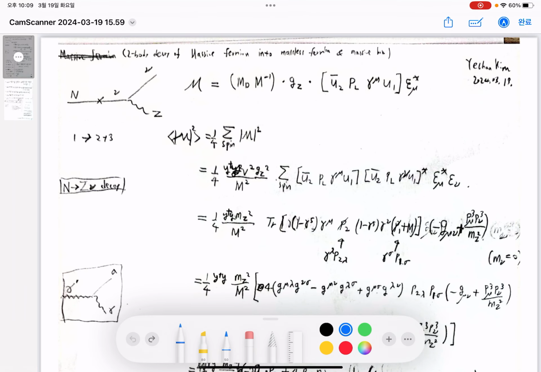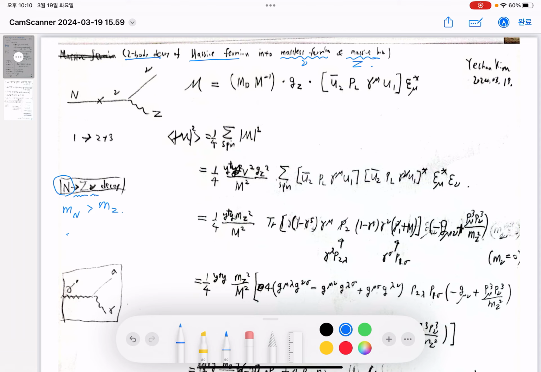So today I will derive a very specific process of a beyond standard model particle. I will consider the decay between a heavy neutrino into the Z boson and a neutrino. This is the case of the two-body decay of the massive fermion into the massless fermion neutrino and the massive boson Z. This channel is possible when the heavy neutrino mass is larger than the Z boson mass. And this is a two-body decay.